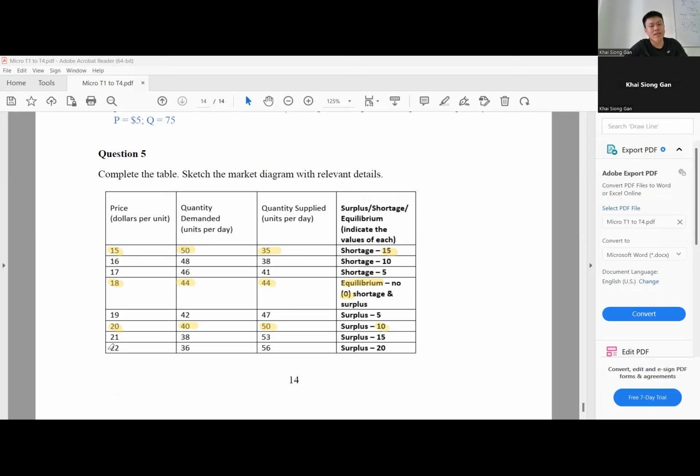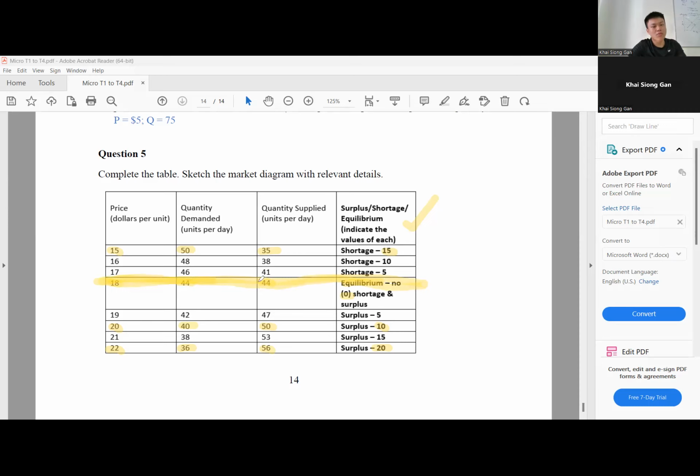Lastly, at the price of 22, it becomes very expensive. Fewer people are willing to buy, only 36, but quantity supply is 56. So there's a surplus of 20 units. How do you get 20? 56 minus 36. Once you have this table, you can plot it into a diagram of supply and demand. You draw your y-axis, x-axis, demand and supply curves, and the equilibrium is here: at the price of 18, quantity demanded equals quantity supply at 44.